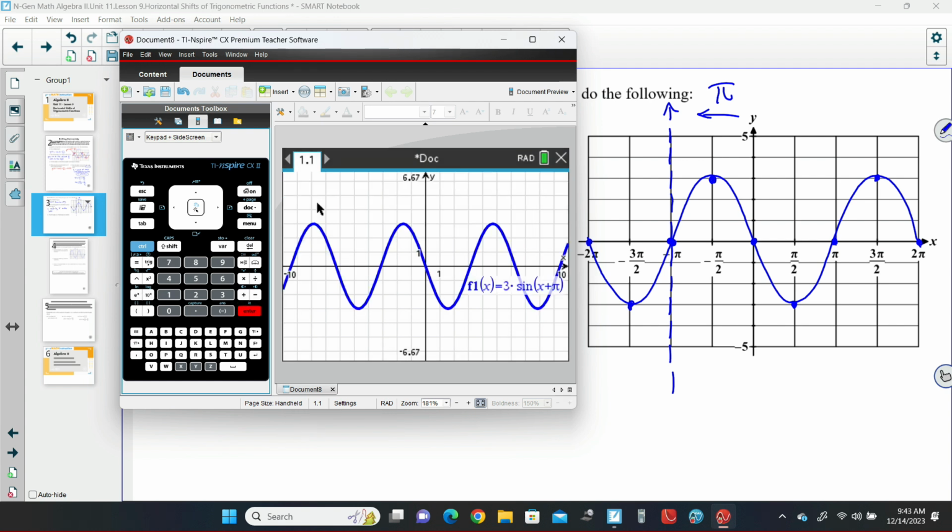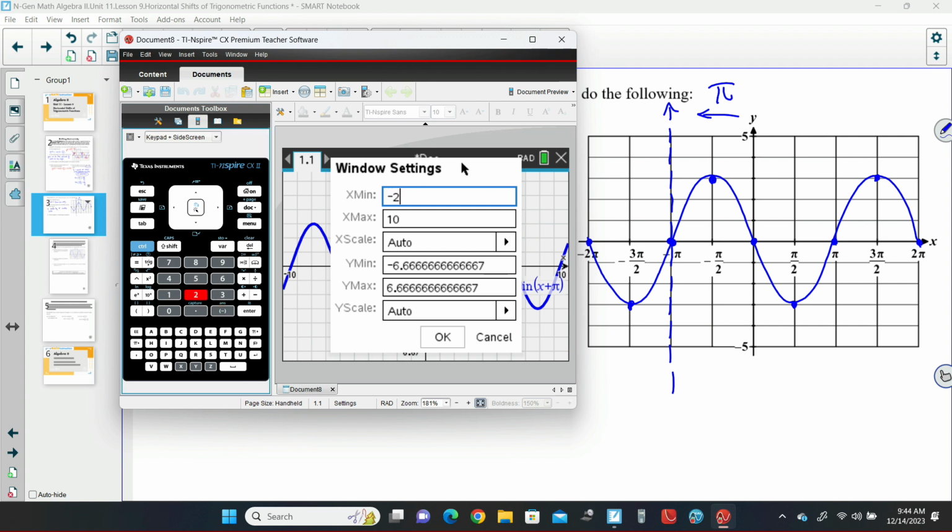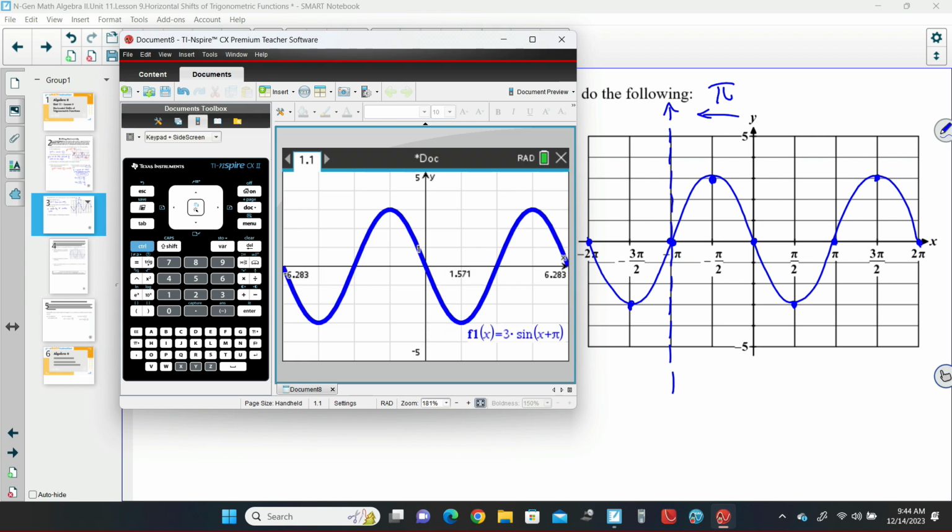Okay, let me set up my grid really quickly. So I'm going to do menu, window, zoom, window settings, -2 pi. I'm getting very good at putting in this particular window. Let's do the scale by pi over 2. I spoke too quickly. -5 to 5. Going by ones, I've already got my grid there. And there we have it, right?